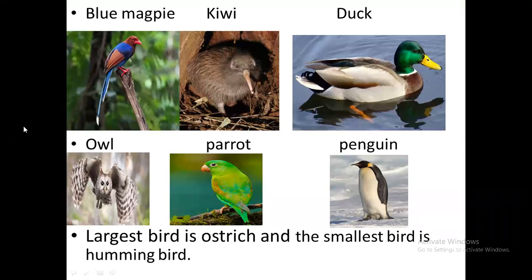Blue magpie. Write these names down for the examples. Blue magpie, kiwi. And this is duck. Owl, parrot, penguin. The largest bird is the ostrich and the smallest bird is the hummingbird. Write down this.